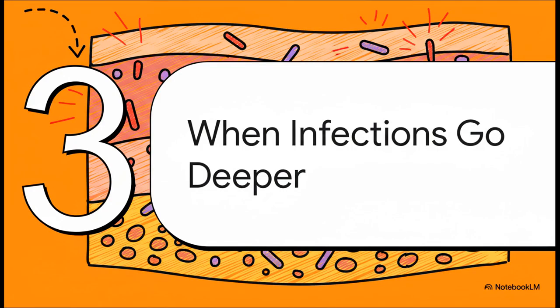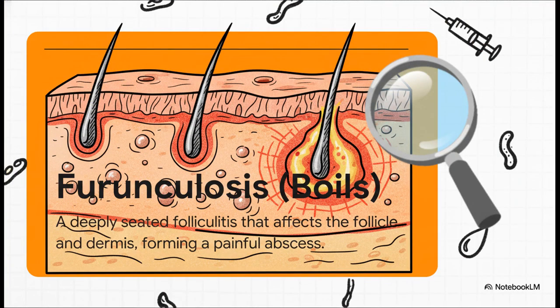But what happens when those same bacteria manage to push deeper into the skin's layers? Well, that's when the infections start to get more serious. And that brings us to furunculosis, or what most of us would just call a boil. The easiest way to think of a boil is as the next step up from folliculitis. The infection isn't just in the follicle anymore, it has now gone much deeper, spreading to the tissue around it and forming a really painful pus-filled lump we call an abscess.